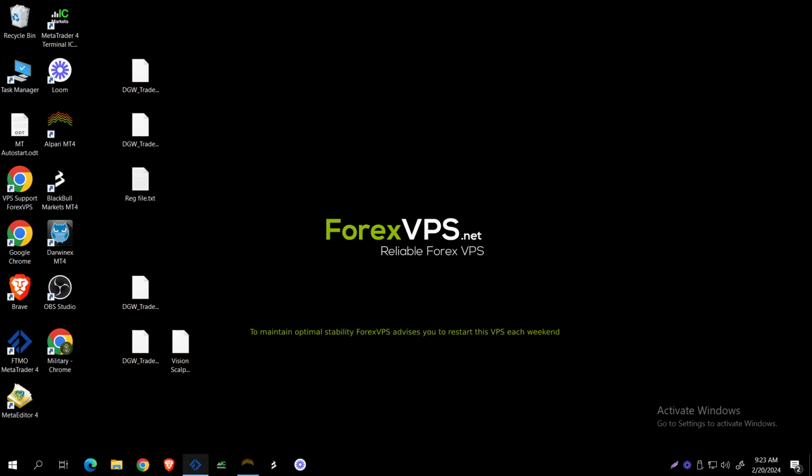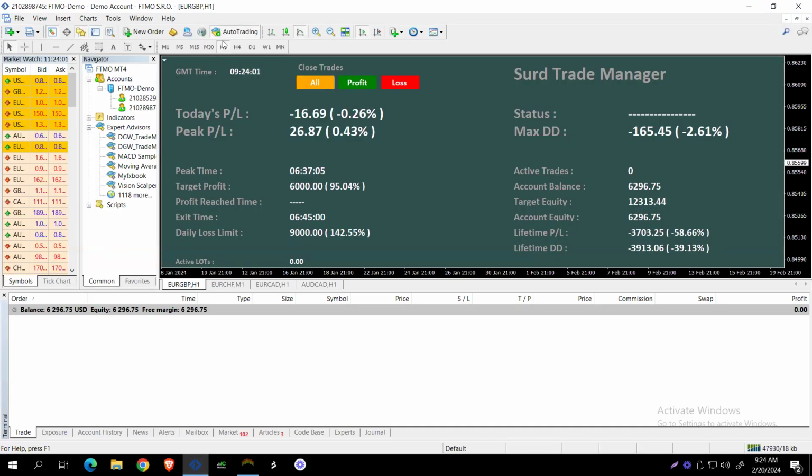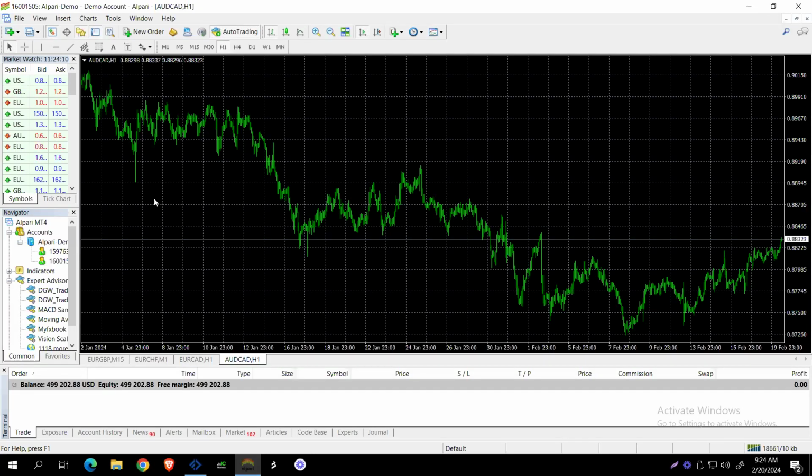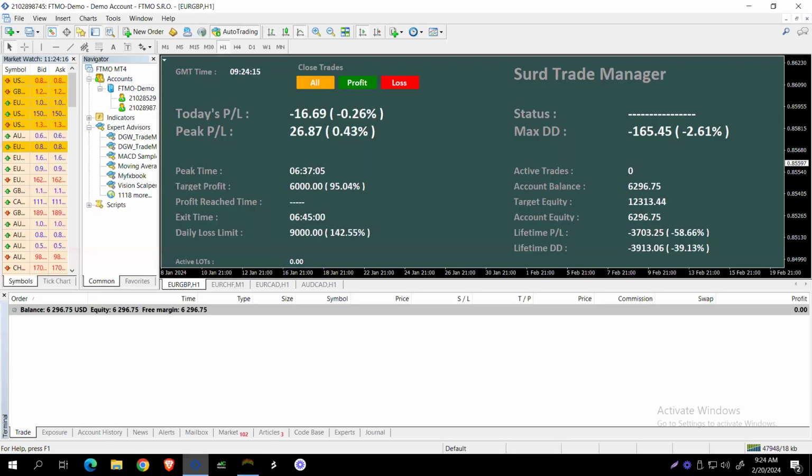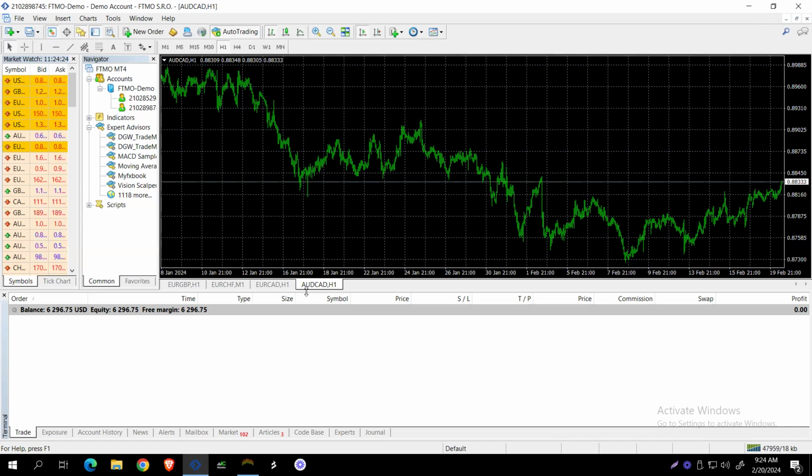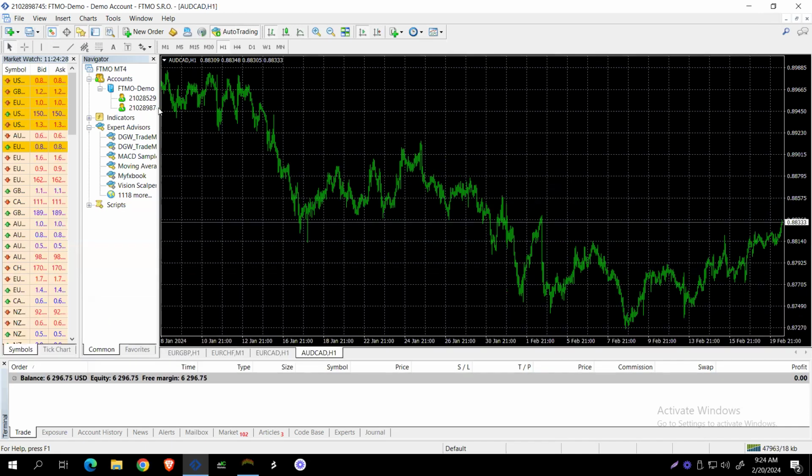Now in the Forex markets, let me launch FTMO. On my screen, you can see FTMO and Alpari. These are demo accounts, which means I'm running them without putting in our own real money. You understand, right? So it's called a demo account. The demo account is the same as the real account. The only difference is that no money is involved: virtual money versus real money.